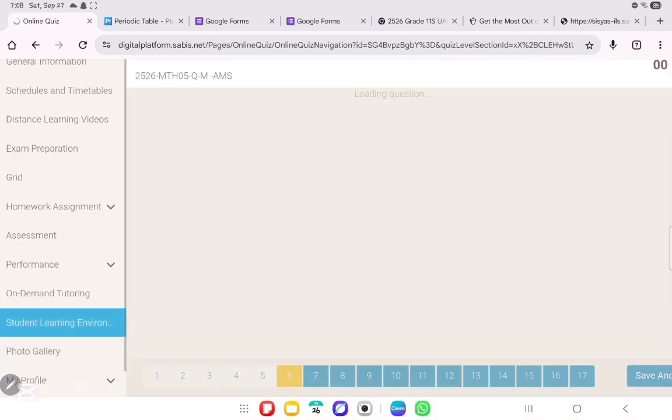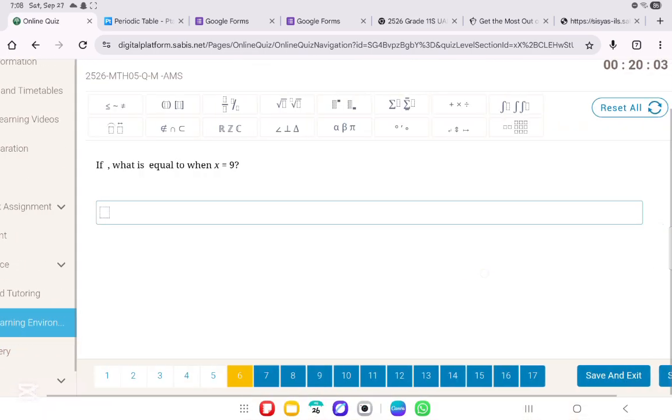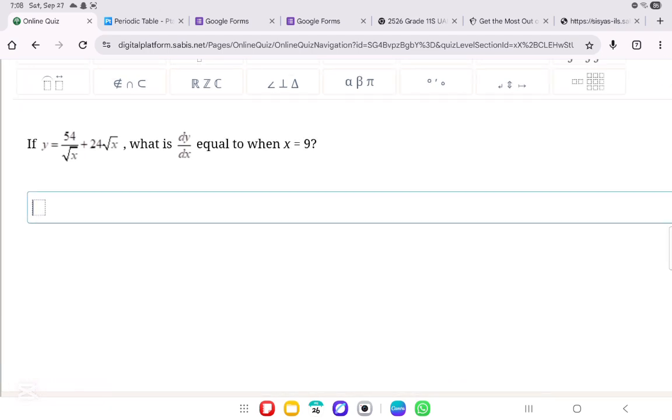We'll move on to question number 6. What does it say in question number 6? Okay, if y is equal to this, what is the derivative equal to when x is 9? So very simply, what do we need to do? We'll need to find the derivative of this, perfect, and then we'll need to substitute 9. Because it's plus, we're going to do each one separately and then add them together.